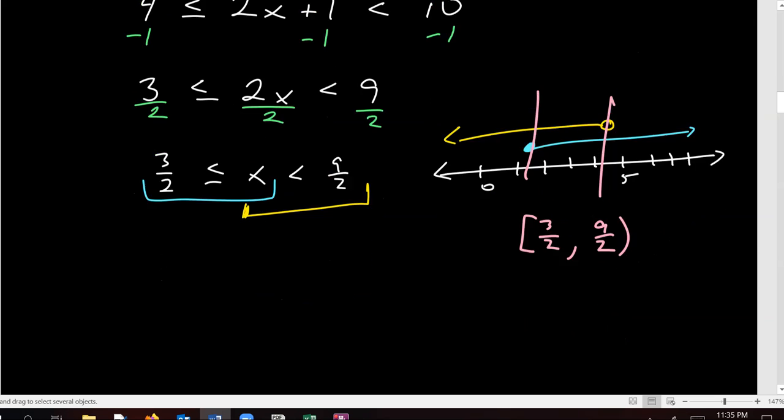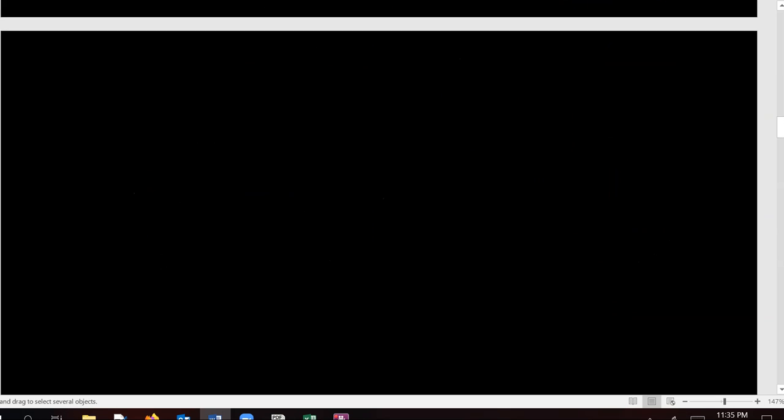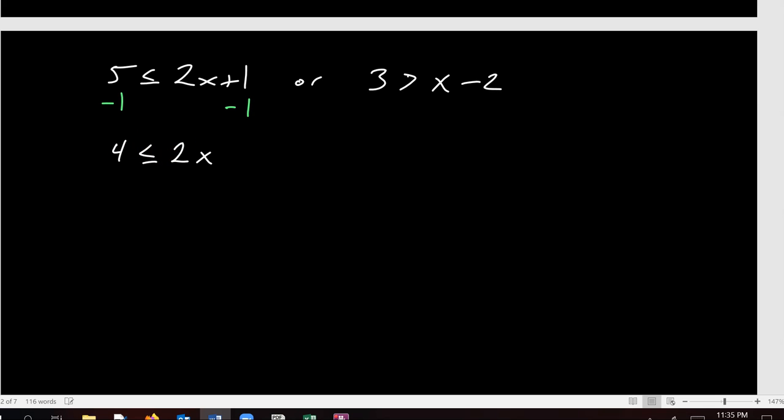The or inequality would be something like 5 is less than or equal to 2x plus 1, or 3 is greater than x minus 2. So we solve these two separately. On this first one, I'm going to treat this just like I do an equation. We subtract 1 from both sides, and 4 is going to be less than or equal to 2x. Then we divide by 2. That's going to leave me with 2 is less than or equal to x.